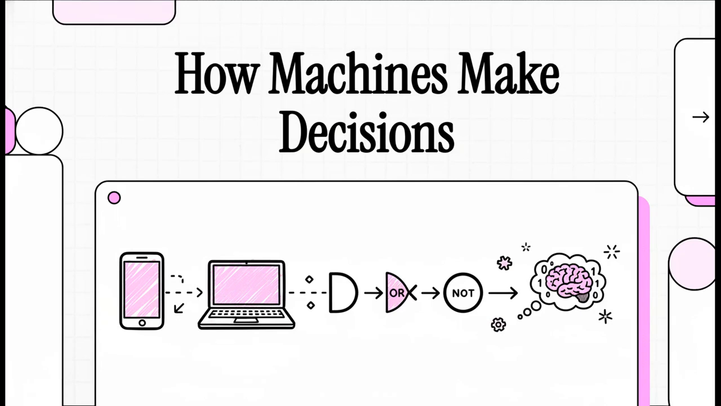Have you ever really stopped to think about what's going on inside your phone or computer when it just does something? It seems like pure magic, right? Well, today we're going to pull back the curtain, and you'll see that it's not magic at all. It all comes down to a few super simple rules that, believe it or not, run our entire digital world.